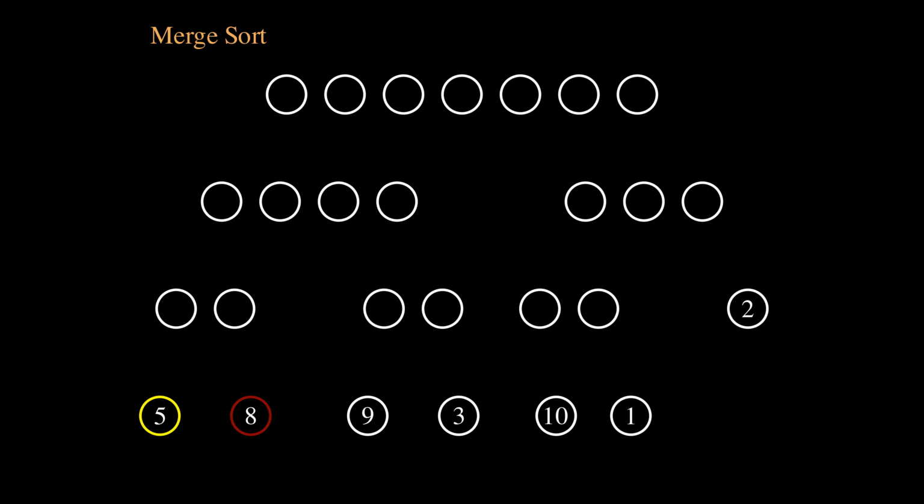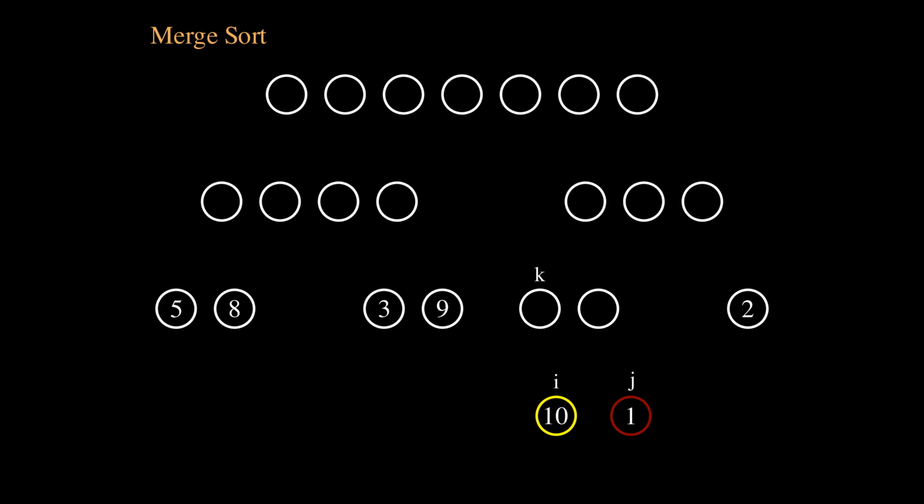Once the data is divided into single elements, the code will now merge these smaller groups in a sorted manner, gradually building up a fully sorted data. During the merge process, two groups are compared element by element. For this we have three pointers I, J, and K. The smaller element from each group is selected and placed one by one into the above list from which it came. This process continues recursively, with larger and larger groups being merged until the entire list is sorted.